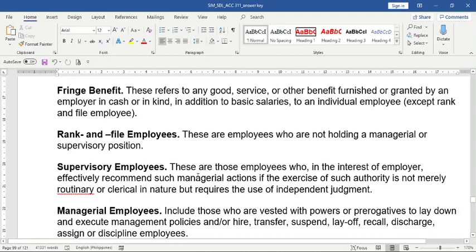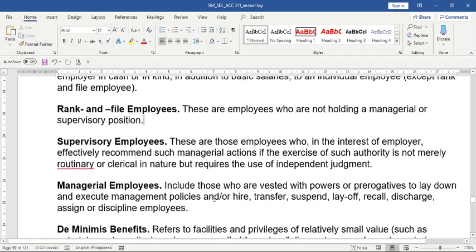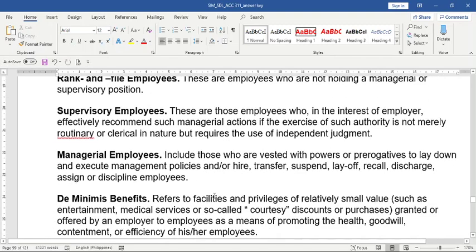We have rank and file, and the supervisory and managerial employees. When we say rank and file, these are employees who are not holding a managerial or supervisory position. For supervisory employees, these are those who act in the interest of the employer and recommend managerial actions, and the authority is not routinary or clerical in nature, but requires the use of independent judgment. And we have also managerial employees, who are vested with powers or prerogatives to lay down and execute management policies and to hire, transfer, suspend, lay off, recall, discharge, assign, or discipline employees.